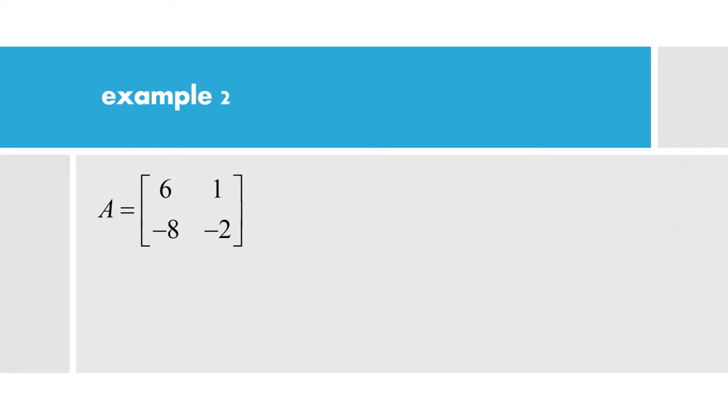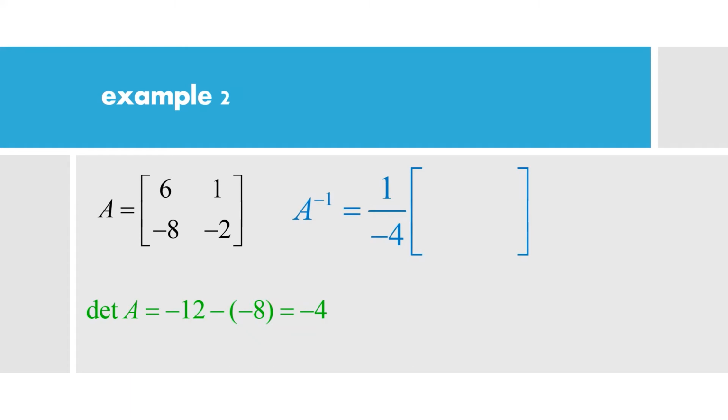Let's do one more example. Go ahead and pause the video if you feel ready, and press play to see the result. We're going to find the determinant. -12 minus a -8 is -4. So my inverse starts off with a scalar of -1/4.